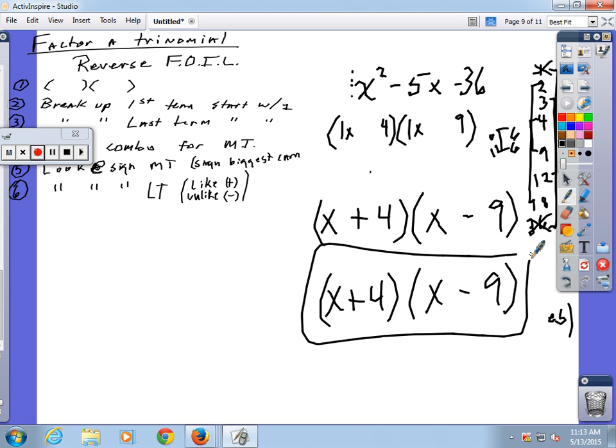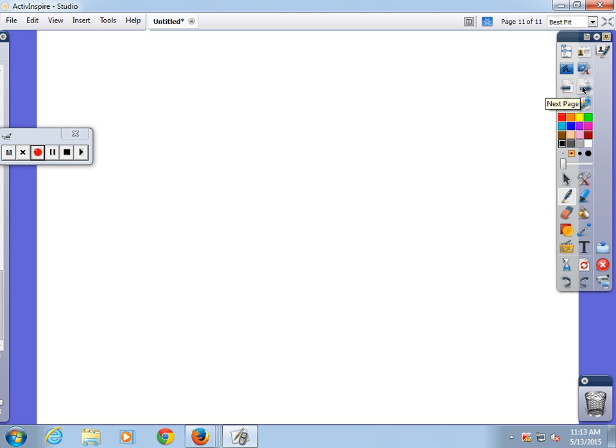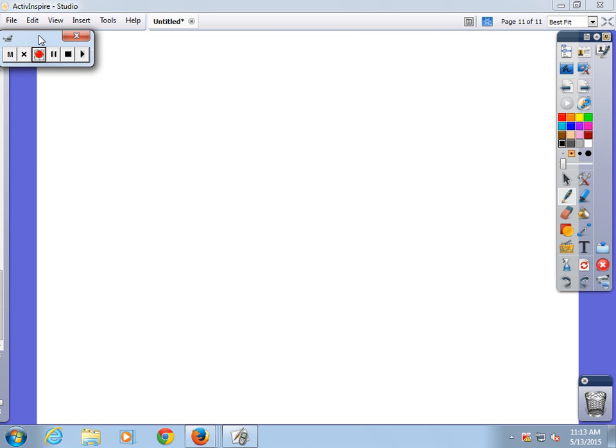Alright, so let's do another one. We'll do another easy one, and then we're going to do one that's a little bit more complicated. X squared plus 10x minus 24. I think that'll work.